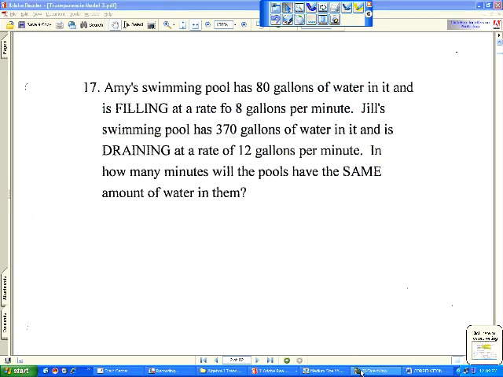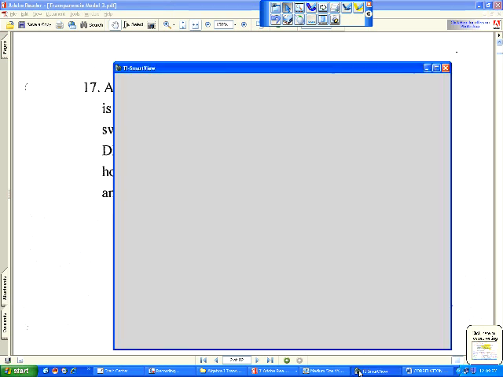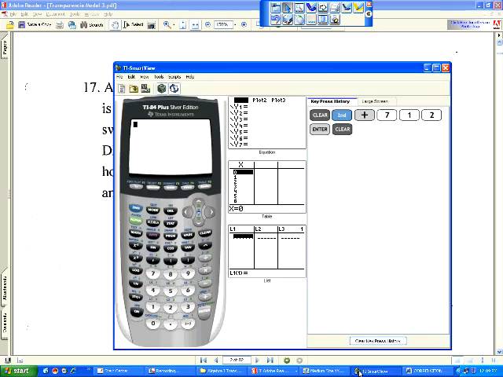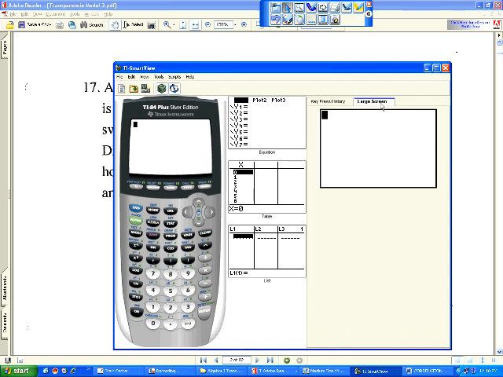So we're going to go to the calculator. We're going to make sure it's cleared out. Second plus 7, 1, 2, enter, clear. I'm going to go to my large screen. We're going to go to y equal, and we're going to put in the equations.